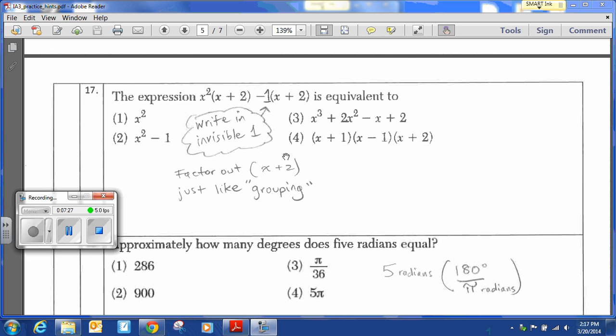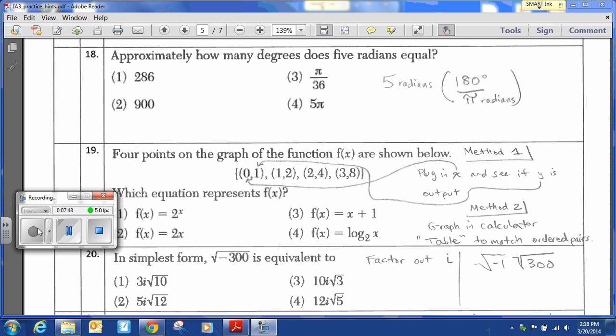Number 17 is a little tricky. You want to write in the invisible 1, and then you're going to factor out x plus 2 from each of these terms as if you were factoring by grouping. And once you do that, you'll see that x plus 2 gets pulled out, and then x squared minus 1 is left, and x squared minus 1 is a difference of squares.